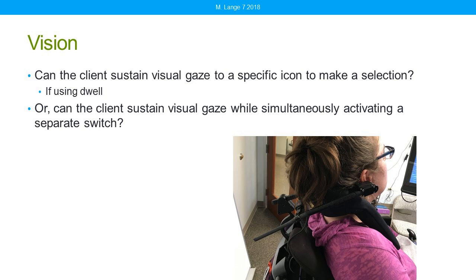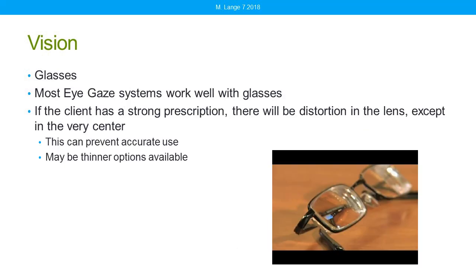If the client can't sustain their gaze as well, we could also try activating a switch, but they do need to sustain the gaze until that switch activation is complete. They may not have to dwell as long if they use a switch, but it is important to look again: can they sustain their gaze while they're activating a switch or while they're blinking?